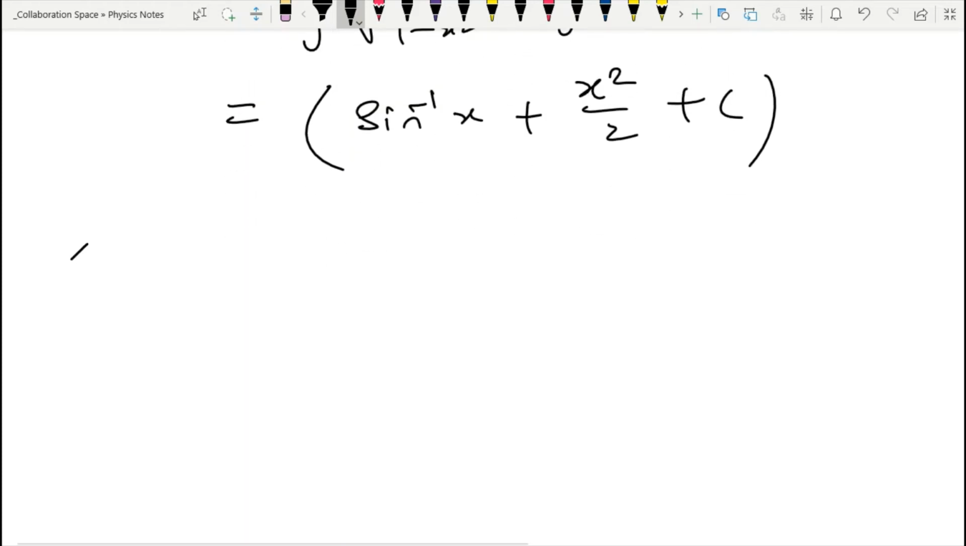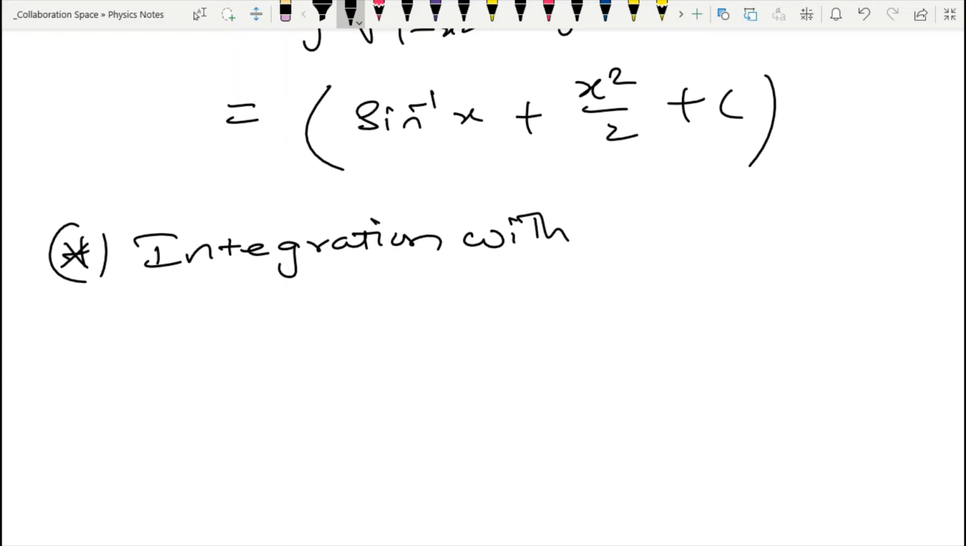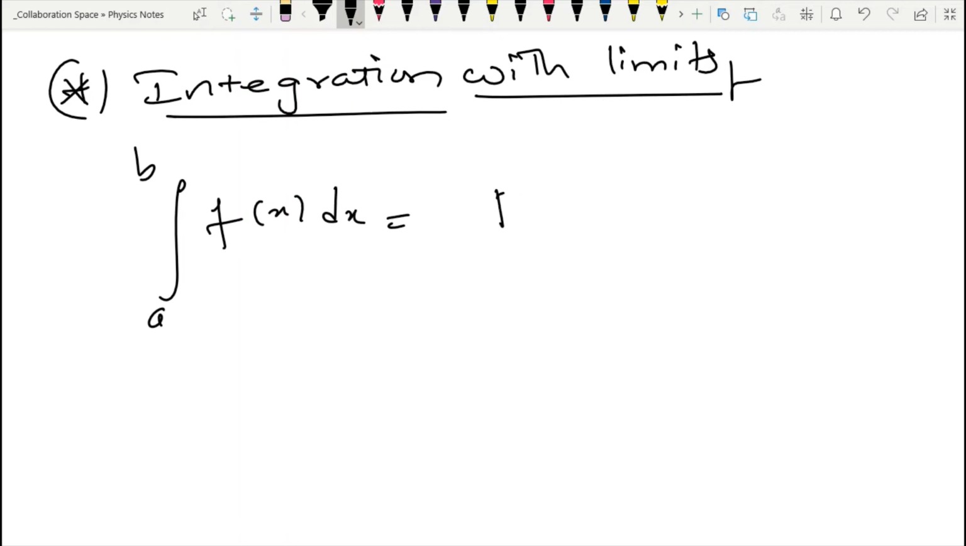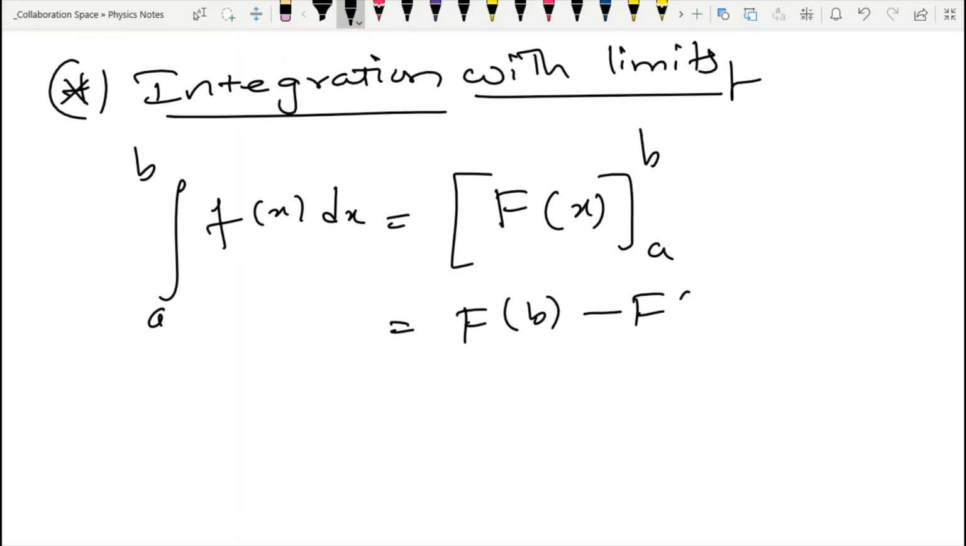Now let us see about some definite integrations. So definite integration, integration with limits. Suppose if you have like this, integration a to b, f of x dx. You can write after integration you will get f of capital X. You have to write the limits like this, b to a. You have to write the upper limit first, and next you have to write the lower limit. So this is the way of applying the limits for the integration.